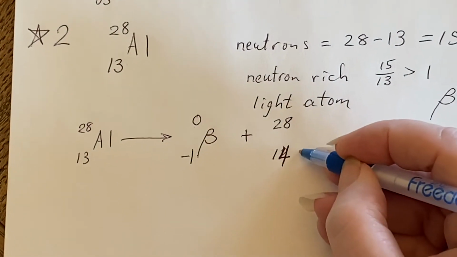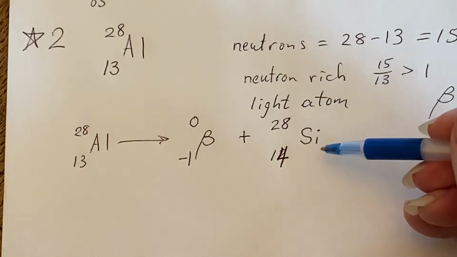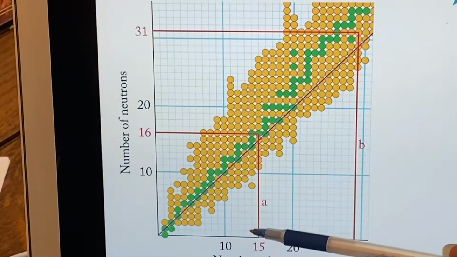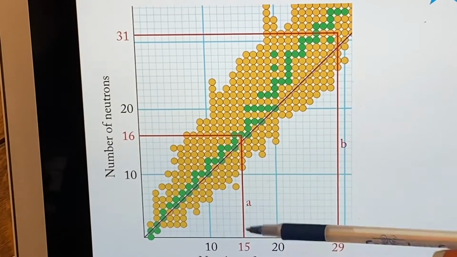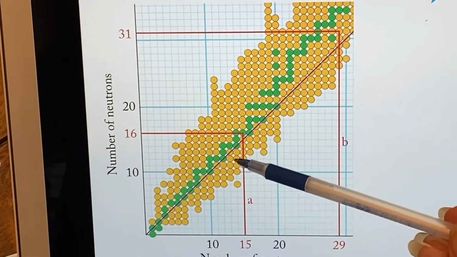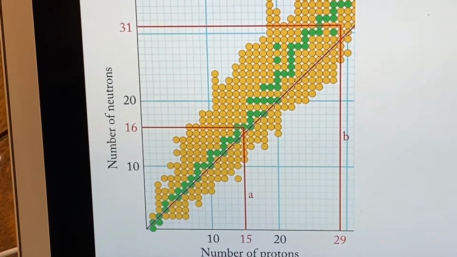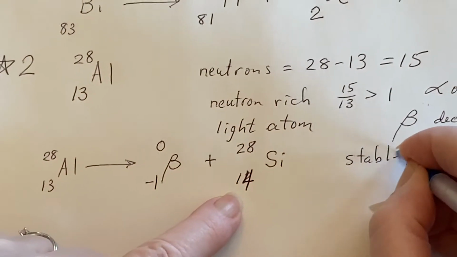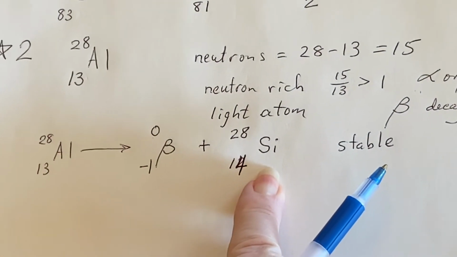I go and I look up what is element 14. It's silicon. And then I go and I look back up here and I say element 14. 28 minus 14 is also 14. So I'm looking at 14 and by golly, look, it's green. So this is stable and we are done. We've confirmed that it was just one beta decay took us to a stable situation.